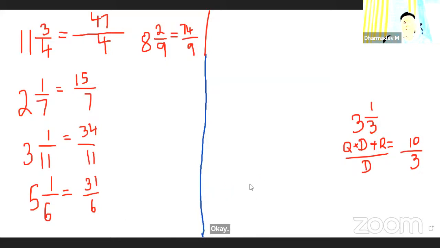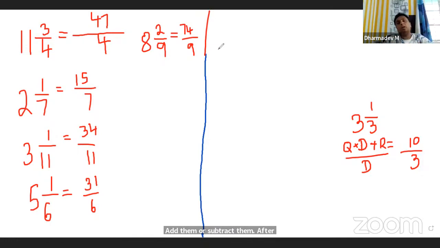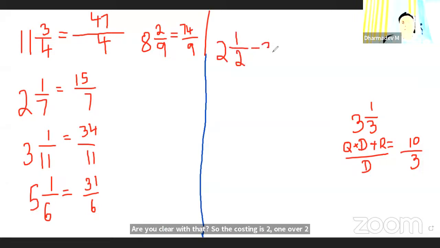The question I'm going to give you now is integer and mixed fraction together. So you're supposed to convert them into improper fraction, add them or subtract them. After that, if needed, you have to divide it and convert into mixed fraction. Are you clear with that? So the question is 2 1/2, very easy question, minus 3 1/3 minus 4 1/4.